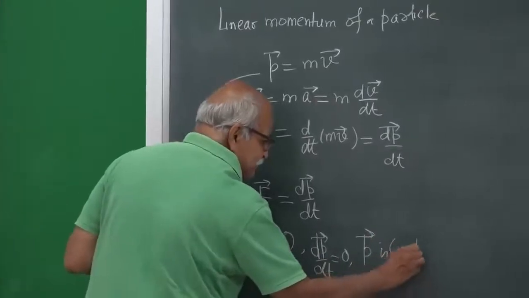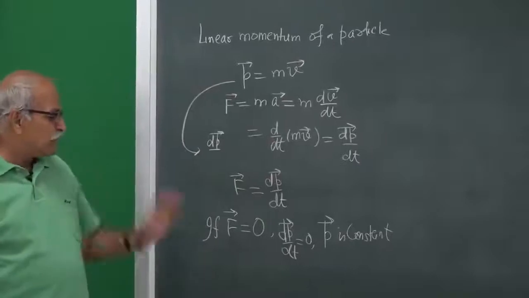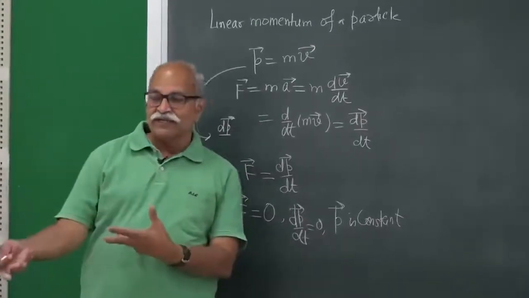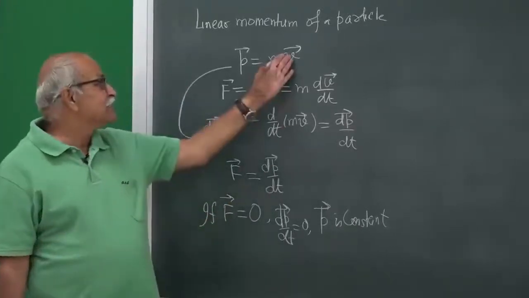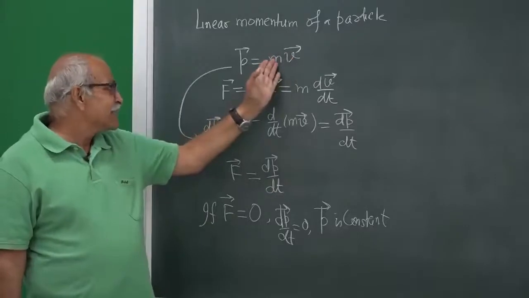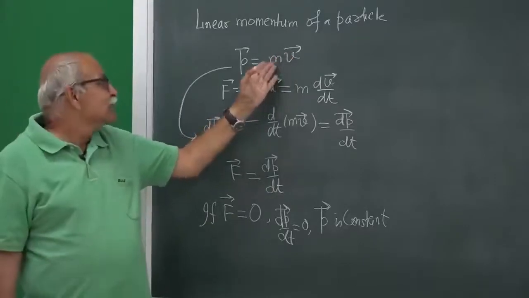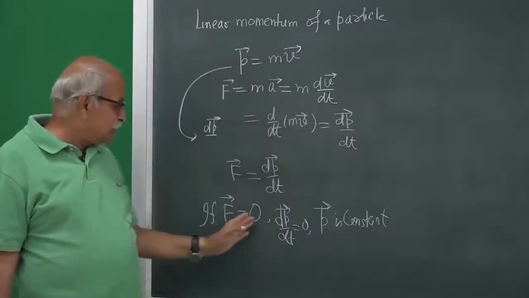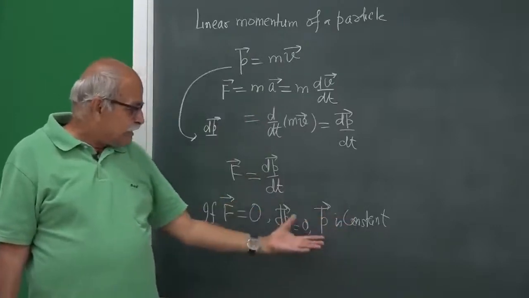Obvious, nothing to be derived mathematically. Obvious, if force is 0, there is no acceleration. If there is no acceleration, there is no change in velocity, and if there is no change in velocity, and mass is anyway constant in Newtonian mechanics, we take the mass of the particle as constant, no change in P. So, P is constant. So, if the force is 0, then linear momentum is constant.